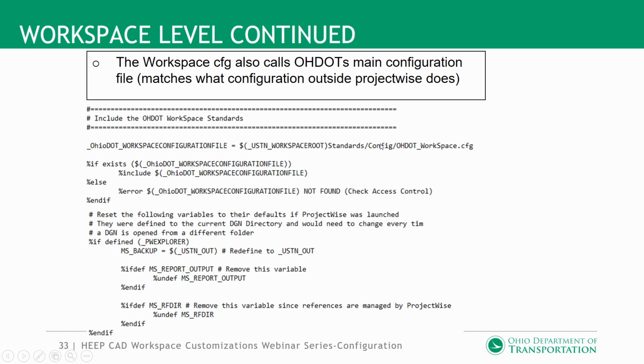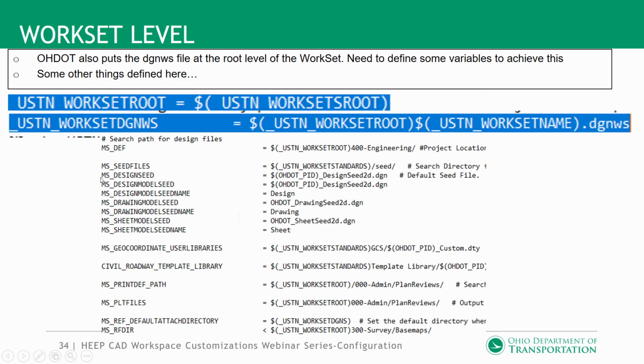So that's right here. Just like outside, inside of our standards config, we have our main config file. So that's how that's working. Now that we're in our work set, since we told the configuration how to find our work set and how to find the work set config file, it's going to run through our config file for that work set. The important thing to note here is that we are setting two important variables.